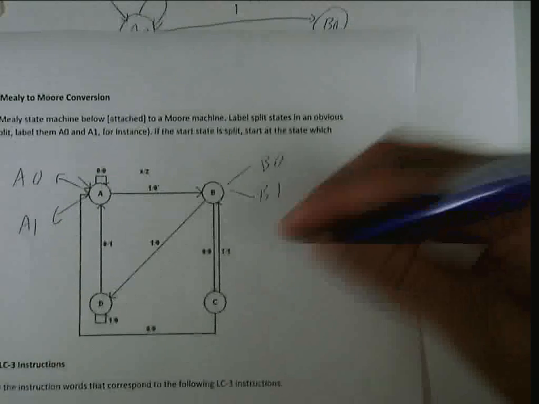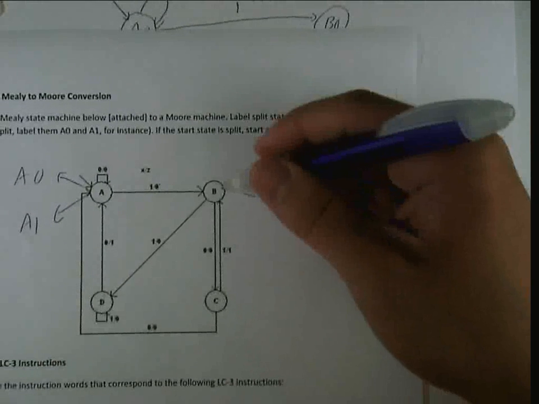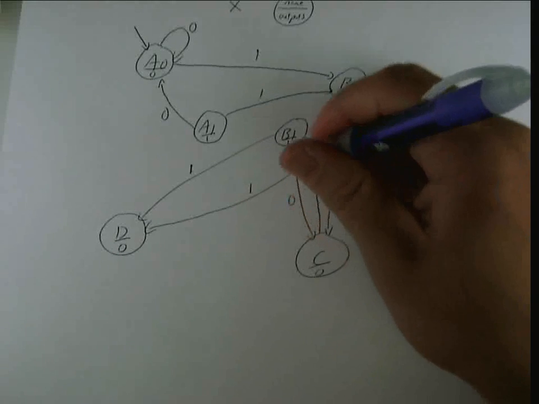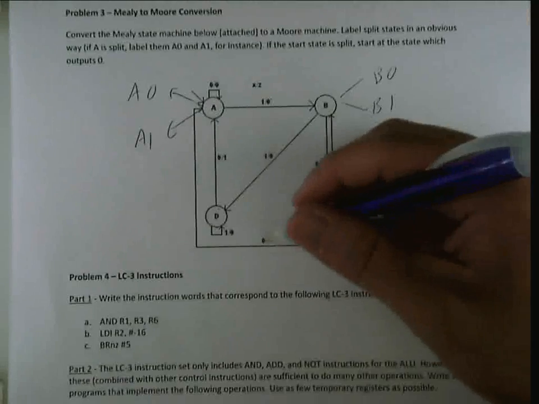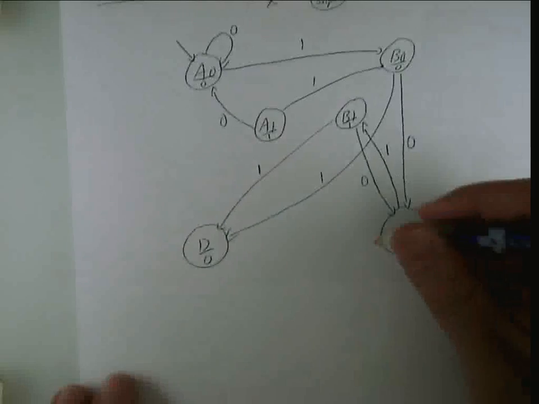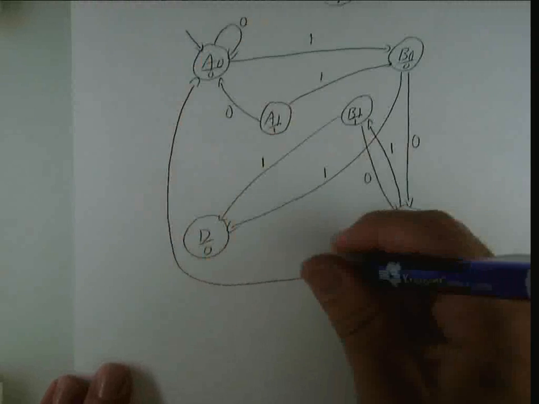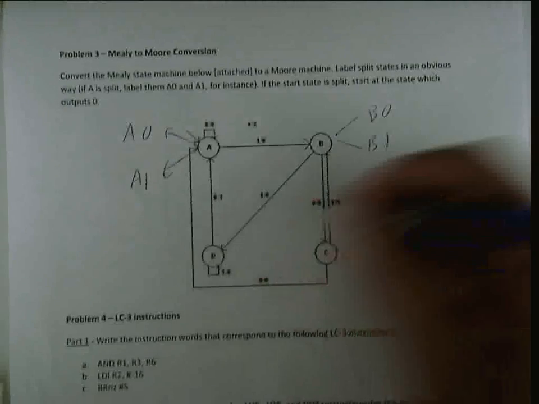And now our C's, we have a state transition. If we get a 1, we go to B1. So here, if we get a 1, we go to B1. And if we get a 0, we go to A0. So this is for 0. That takes care of both state transitions for C.